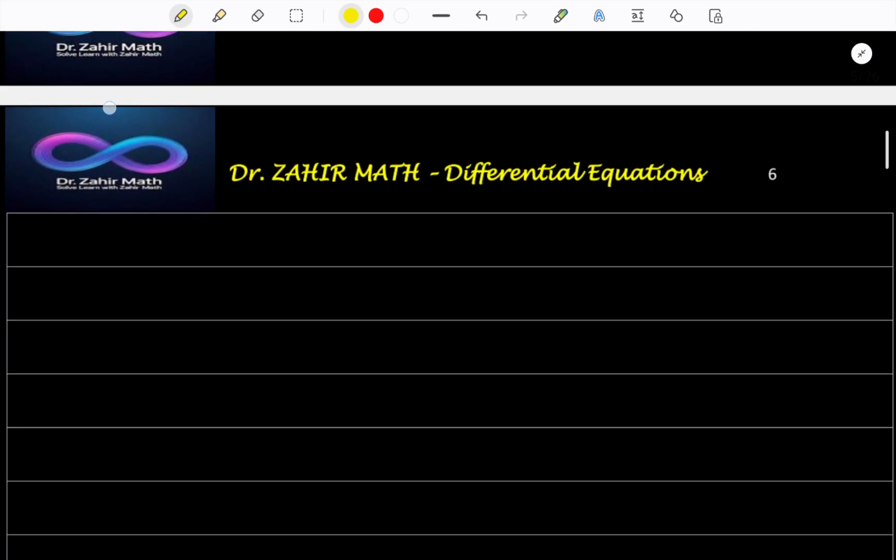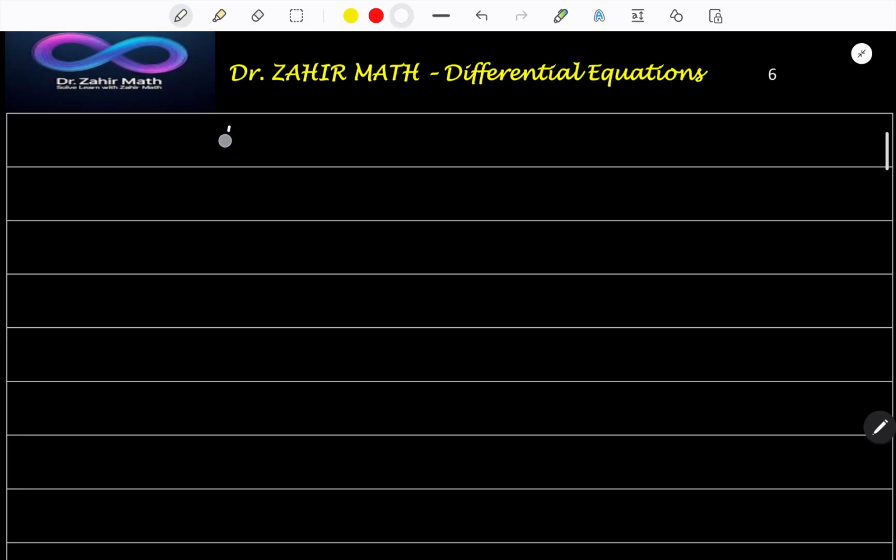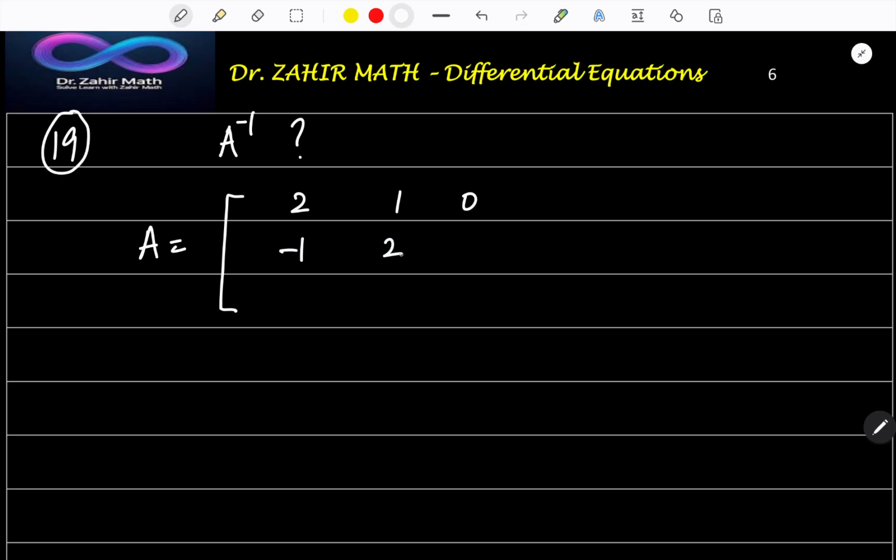Now let me go for finding A inverse for a 3 by 3 matrix. Let me go to the next question, right? Okay, I'll take the question, just a minute. Let me take the question. A inverse, yes. We have two questions, right? Question number 19 we have, right? Find A inverse. A is equal to matrix 2, 1, 0, minus 1, 2, 1, 1, 2, 1.